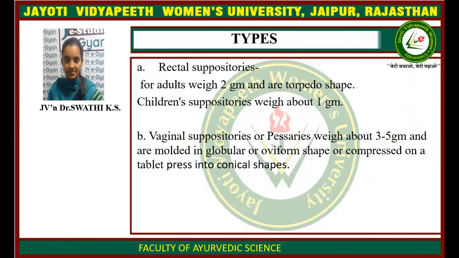Coming to the types, first, rectal suppositories. For adults they weigh 2 grams and are torpedo shaped, and children's suppositories weigh about 1 gram. Vaginal suppositories or pessaries weigh about 3 to 5 grams and are molded into globular or oviform shapes, or compressed on a tablet press into conical shapes.